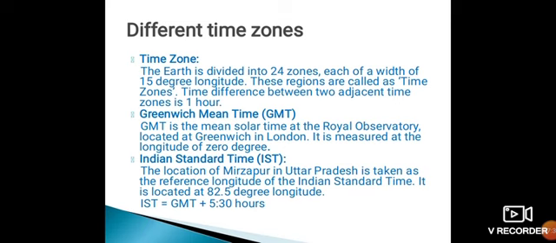Greenwich Mean Time. GMT is the mean solar time at the Royal Observatory located at Greenwich in London. It is measured at the longitude of 0 degree. Indian Standard Time. The location of Mirzapur in Uttar Pradesh is taken as the reference longitude of the Indian Standard Time. It is located at 82.5 degree longitude. IST is equal to GMT plus 5:30 hours.